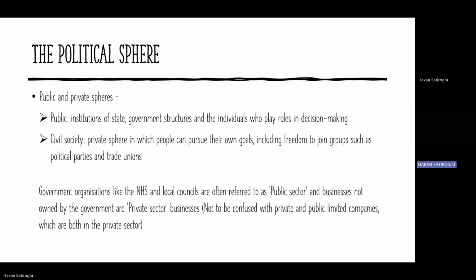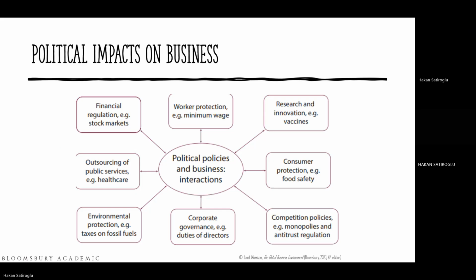This is the section on political impact on businesses. As you can see: financial regulations, worker protection, employee laws, research and innovation, how they invest and how they support, and outsourcing public services like healthcare, education or schools. The government cannot do everything, so they need private investment, and it is outsourcing.